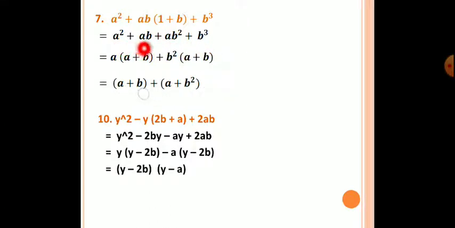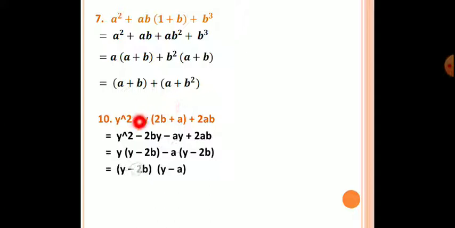Now taking the first two terms, we can take a common out of this, so what is remaining is a + b. Again, from the last two terms, we can take b² common, so what is remaining is a + b. So one factor is a + b, and the other factor is a + b².